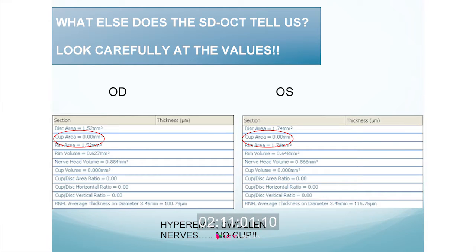If you look at the parameters that the OCT provides, it shows you here that it can't even pick up a cup, right? Cup is 0.00 because the nerve is so swollen. There's so much edema, it's not discerning a cup. Disc areas are small, they're small discs. Small crowded discs, they're swollen crowded discs.